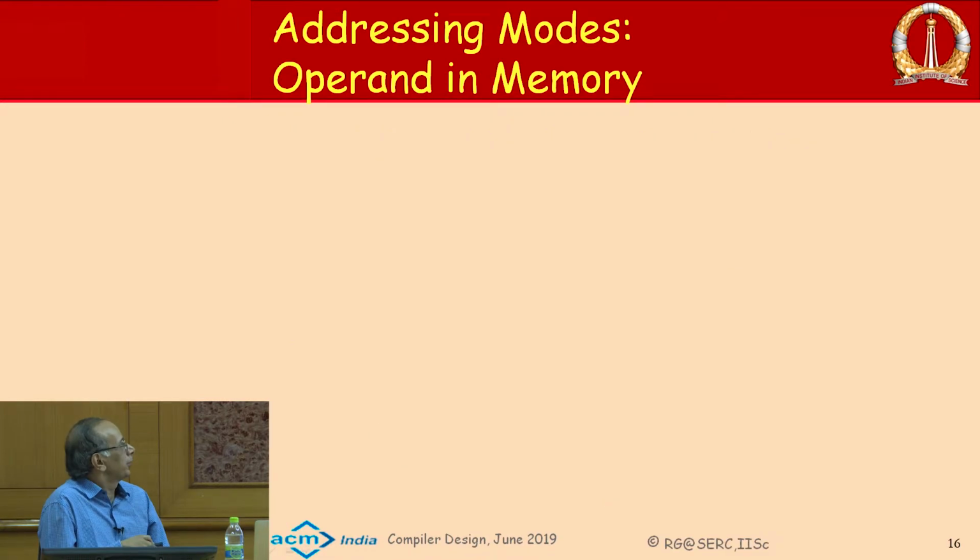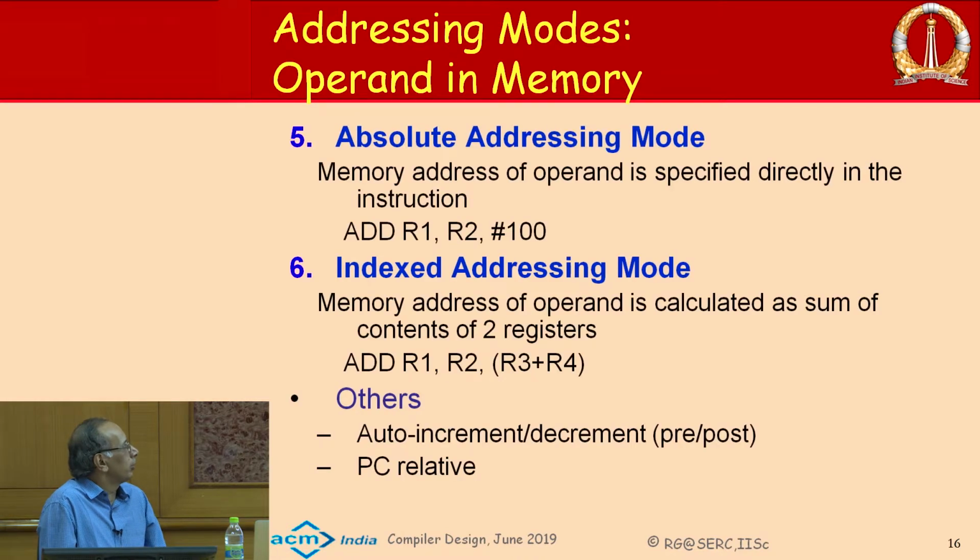There is a special addressing mode which is called the auto increment addressing mode, which is typically used for accessing arrays if that addressing mode is supported. Otherwise, it is the indirect mode and then you increment it or you decrement it.